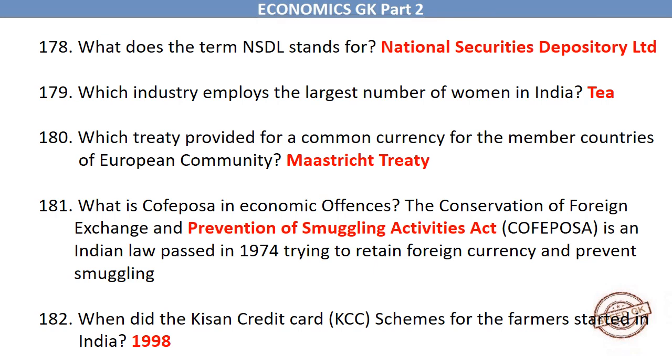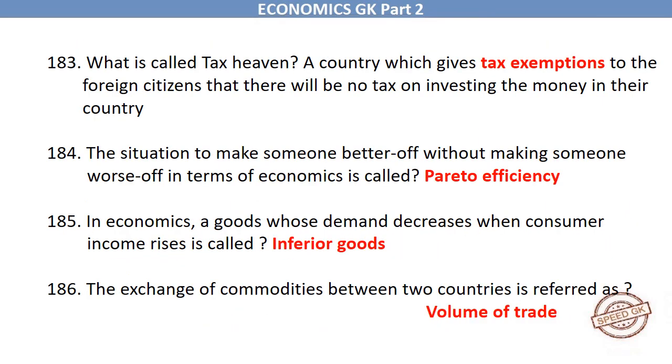When did the Kisan credit card schemes for the farmers start in India? 1998. What is called tax haven? A country which gives tax exemptions to the foreign citizens that there will be no tax on investing the money in their country. The situation to make someone better off without making someone worse off in terms of economics is called Pareto efficiency. In economics, a good whose demand decreases when consumer income rises is called inferior goods. The exchange of commodities between two countries is referred as volume of trade.